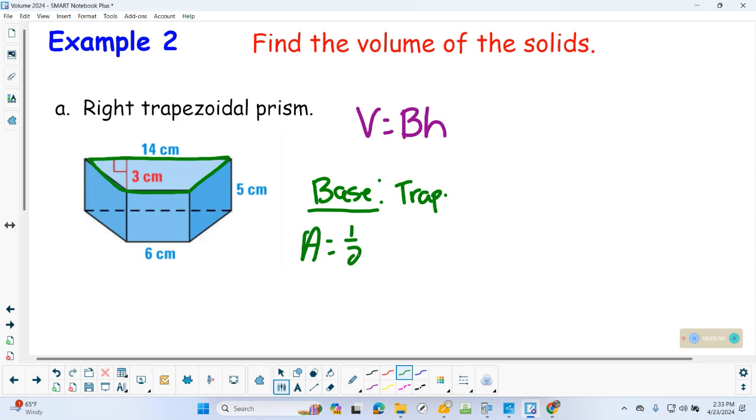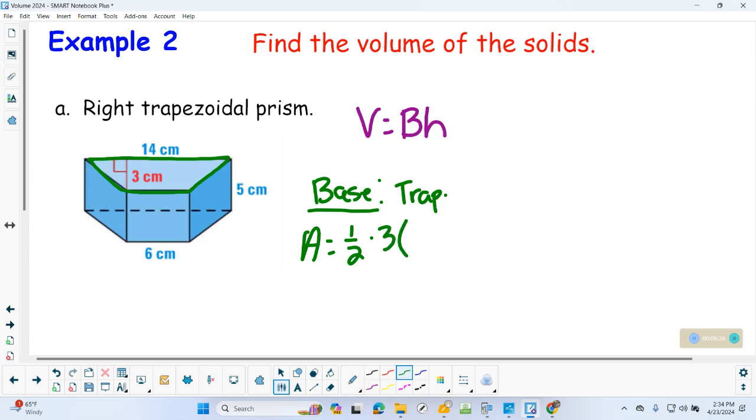So that's 1/2 times the height. What is just the height of just the trapezoidal base? Not the whole prism, just the base. Height of the trapezoid base is not 5, it's 3. What's the difference between 3 and 5? They are both heights, but what is the difference between them? 3 is the height of the base, just the side. 5 is the height of the whole prism. Okay, we want the 3.